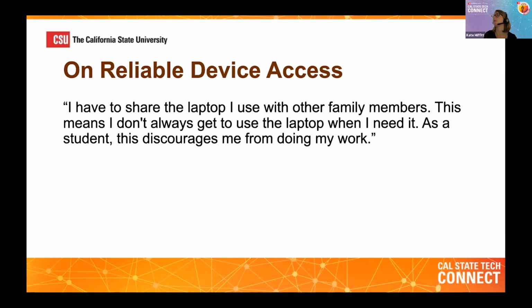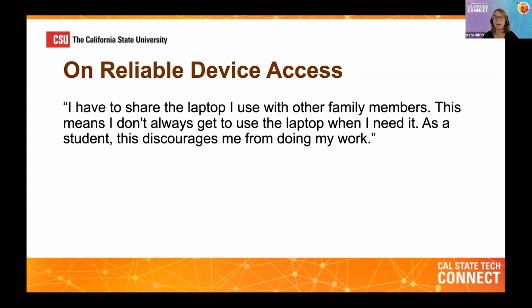This means I don't always get to use the laptop when I need it. And as a student, this discourages me from doing my work." So while the data suggests that students have devices, the reliability and the sharing of devices is probably happening more than is evident in the data.